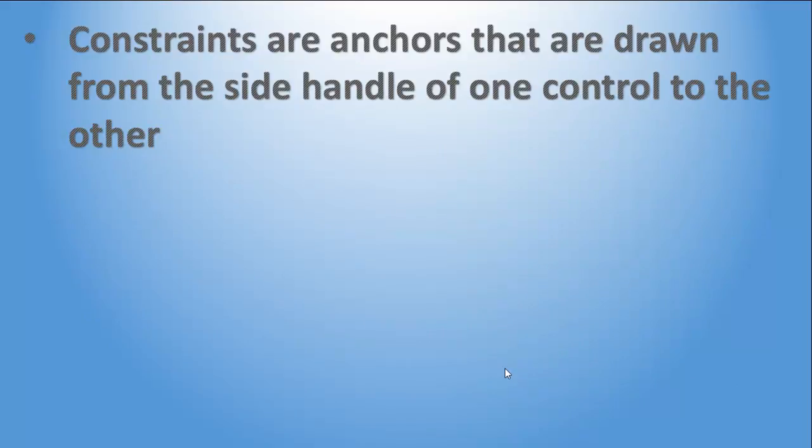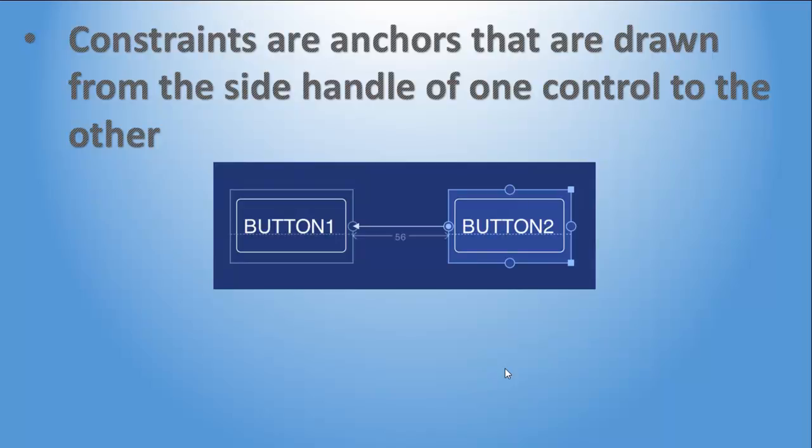So constraints. What are constraints? Constraints are anchors that are drawn from the side handle of one control to the other. So something like this. As you see in the picture, there are two buttons. I'm dragging the anchor from button 2 left side handle to button 1 right side handle to create a constraint with the size 56 dp. So this is what we call a constraint.